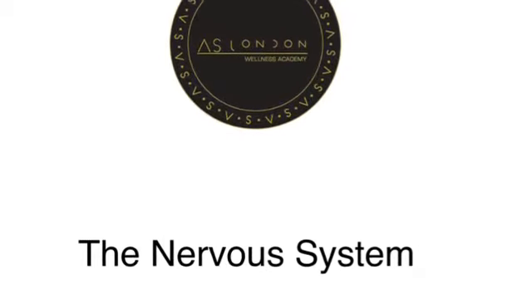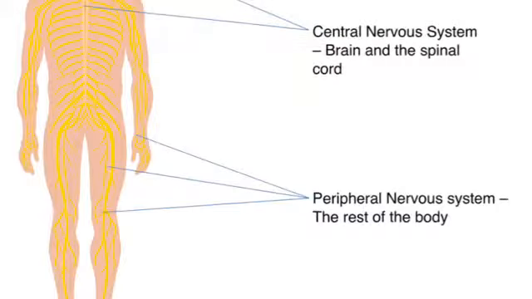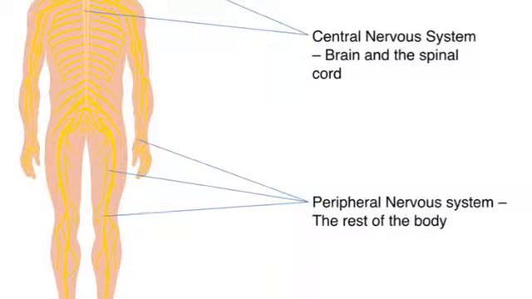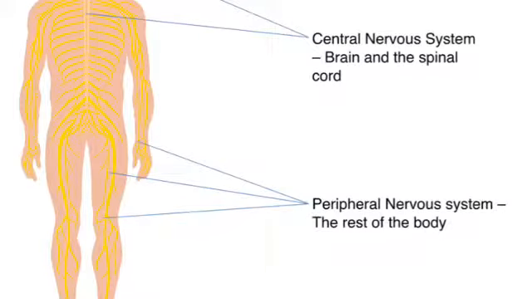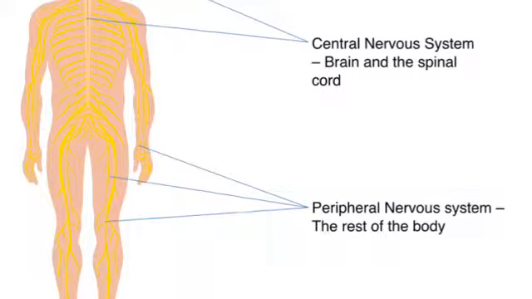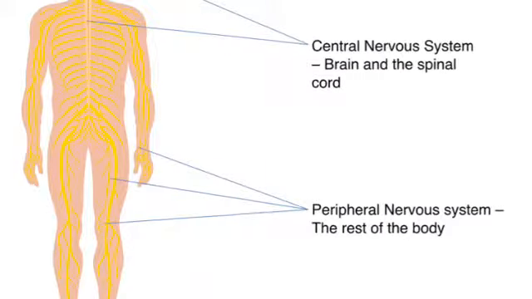Today's video is on the nervous system. Let's begin by looking into what the nervous system is. The nervous system itself is divided into two main parts. You have the central nervous system, which is known as the CNS, and the peripheral nervous system, known as the PNS.